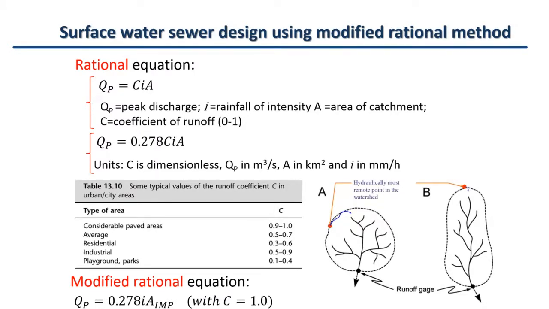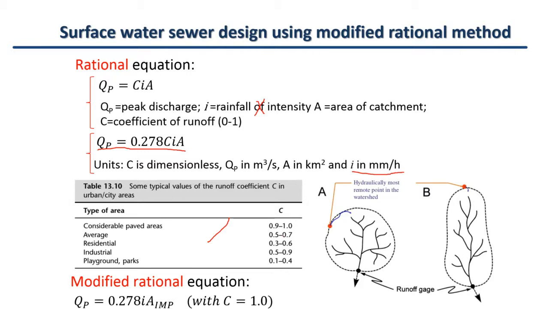The rational formula to calculate the peak discharge is a function of C, I, A: the surface runoff coefficient C, the rainfall intensity I, and the area of the catchment A. The rainfall intensity is in millimeters per hour, and this formula specifically has these units: Q is in cubic meters per second, A is in square kilometers, and I is in millimeters per hour. So this is something that we are going to use.